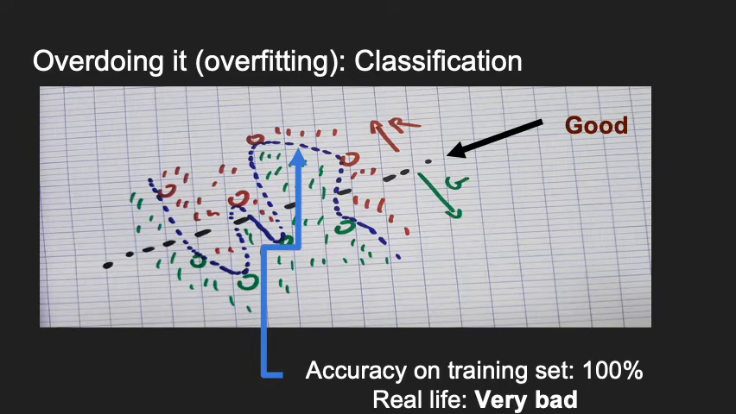So this is another representation of overfitting on classification. We have our red points, and here we have our green points, and this is the good decision boundary that we should have found. But instead of that, we have this wiggly, weird decision boundary. That means that every point that's here, for example, that should have been classified as being red, will be classified as being green. So this model is completely wrong and completely unusable in real life.